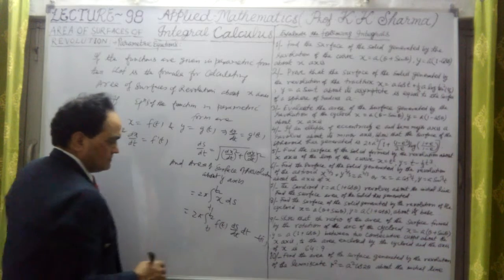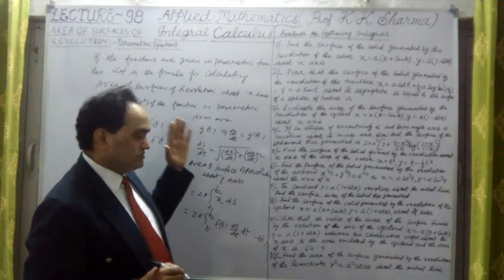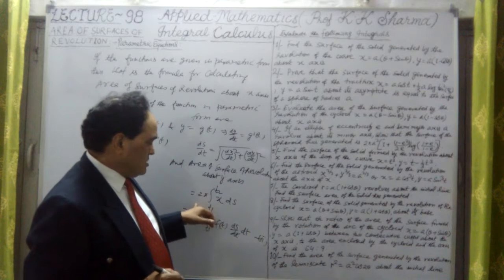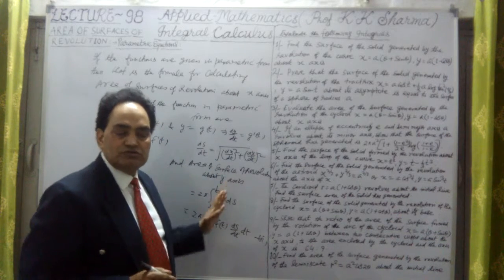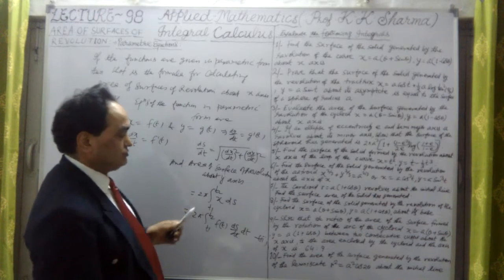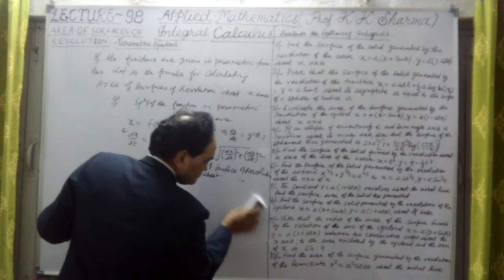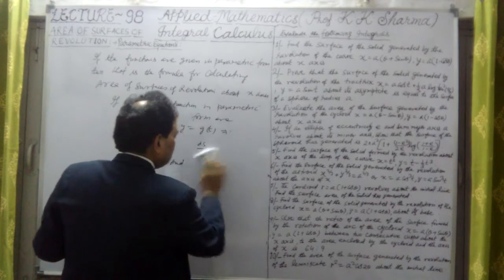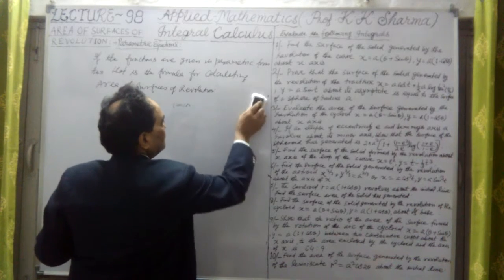The area when the curve is revolved about the y-axis. The previous one was 2 pi into y ds. This is 2 pi into x ds. Limits are t1 to t2. Okay, so these are two formulae which are used in case of parametric form. When equations are given in parametric form, then we have to find out the area of the surface of revolution.